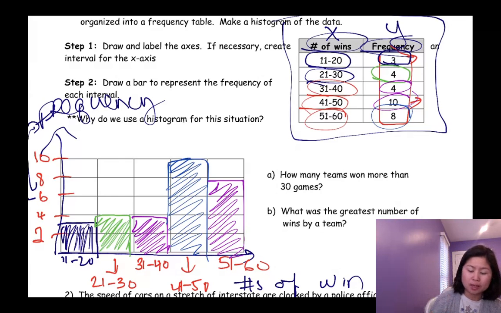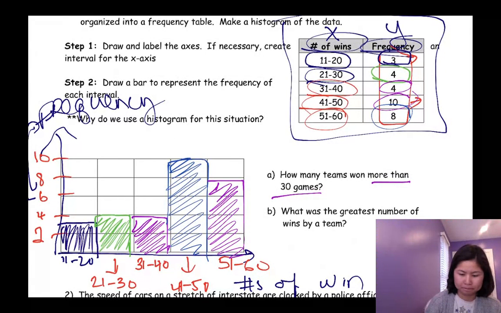So this is the frequency table, but we have to learn how to interpret the frequency table, okay? So let's look at the question. This time I'm going to ask all of you to type your answer in the chat. For question A, it said, how many teams won more than 30 games? Okay, I have two people who said 22. 22, all right. Do you mind explaining? I'm going to ask the rest of you to just type in your number.